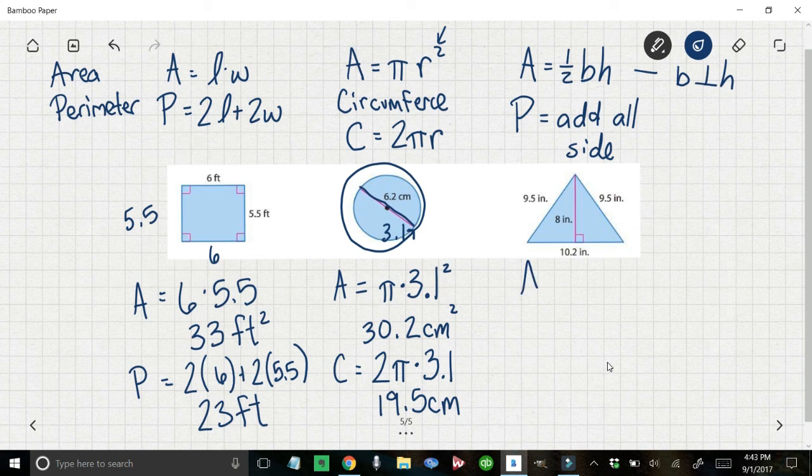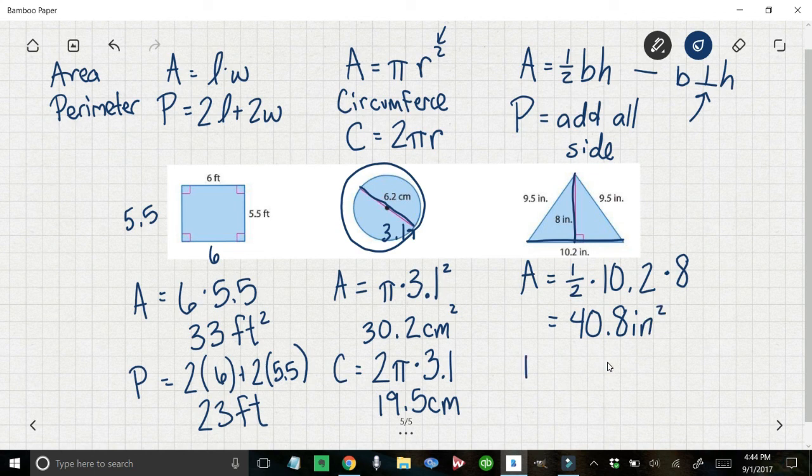Okay, so for the area, I need to find the base and the height, and since those have to be perpendicular to each other, these two segments here are the ones that are perpendicular. So the area is going to be half of 10.2 times 8. So when you multiply that out, that's going to give you 40.8, and that's going to be square inches.